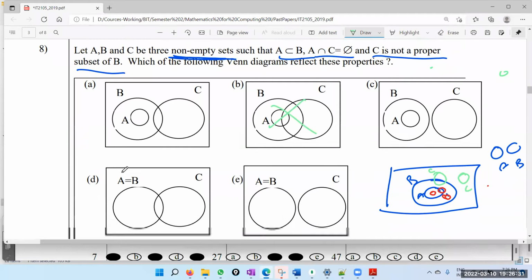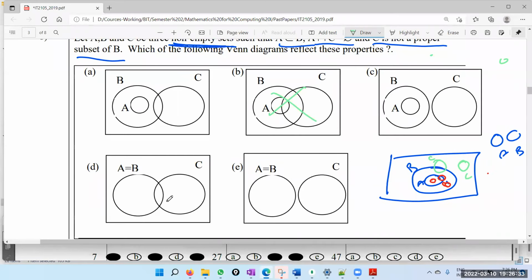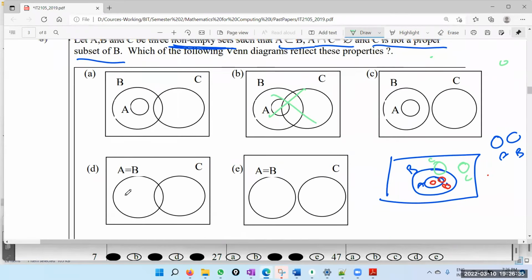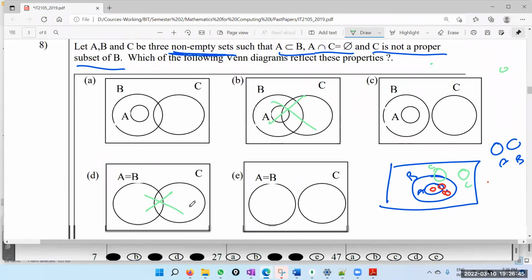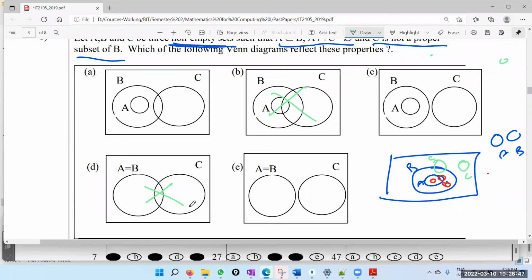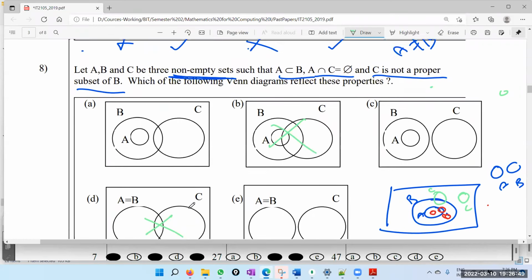This is here also A and C is joined. Right? A and C is joined because this clearly says A intersection C is 5. So this is not an answer. When you eliminate an answer, you have a higher possibility of getting marks. So therefore, we eliminated 2 answers now.